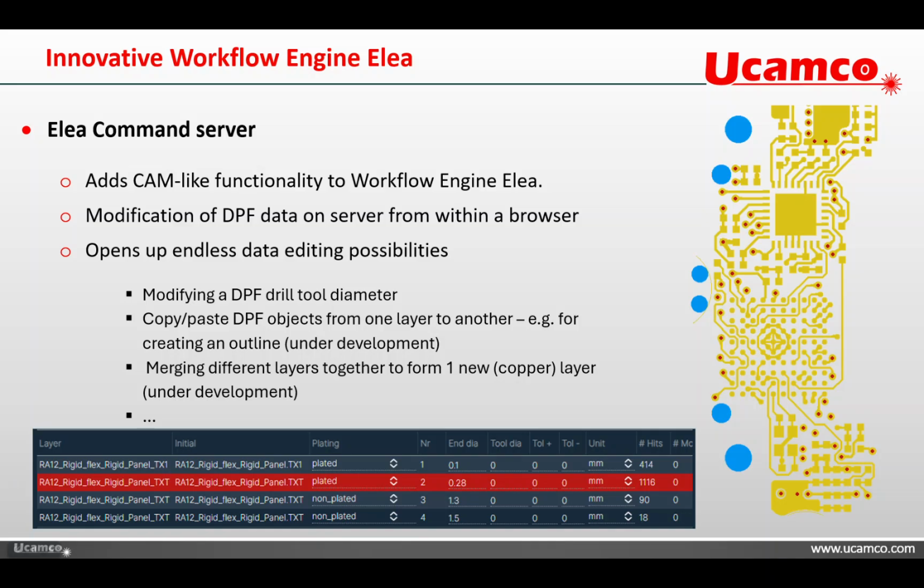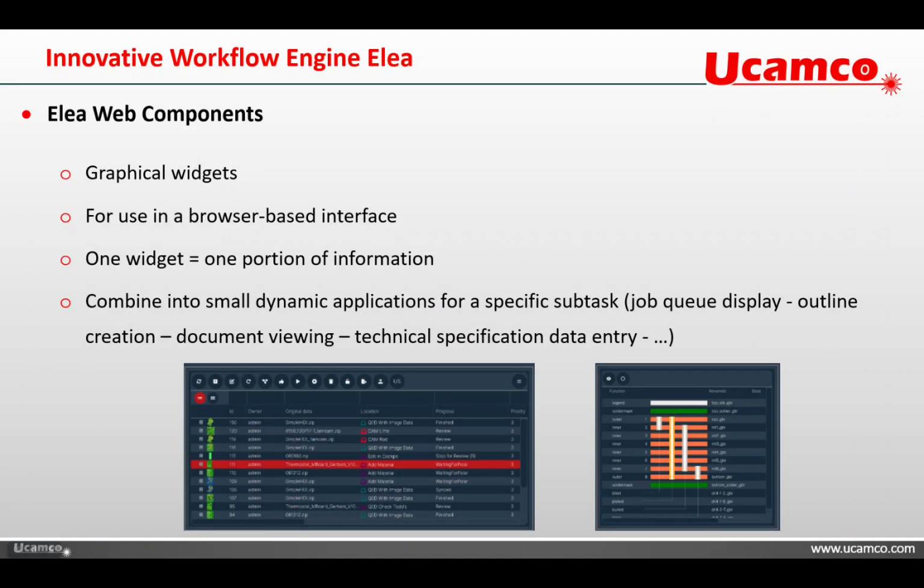You may have seen cases where an archive comes in and one copper layer is divided into two Gerber layers, a paint and a scratch, or things like that, where you have to actually merge them together before you can go through a decent or sensible analysis. All of this functionality will become possible, or is possible, under the Elea command server. So that's certainly going to mean a major step forward in terms of being able to edit the DPF data. The Elea Web Components is the third item on my list.